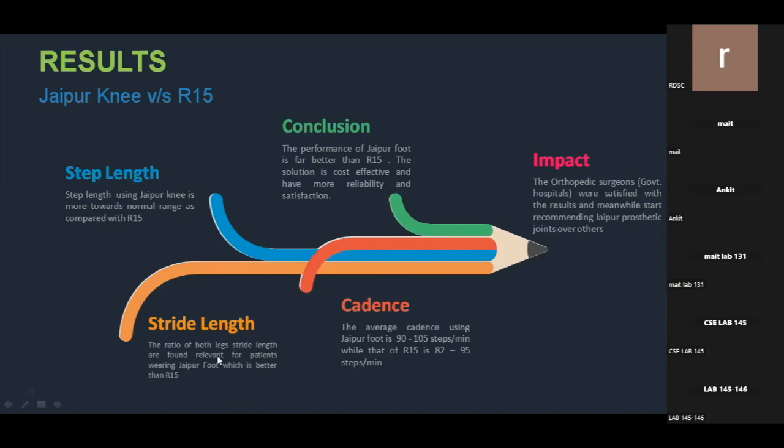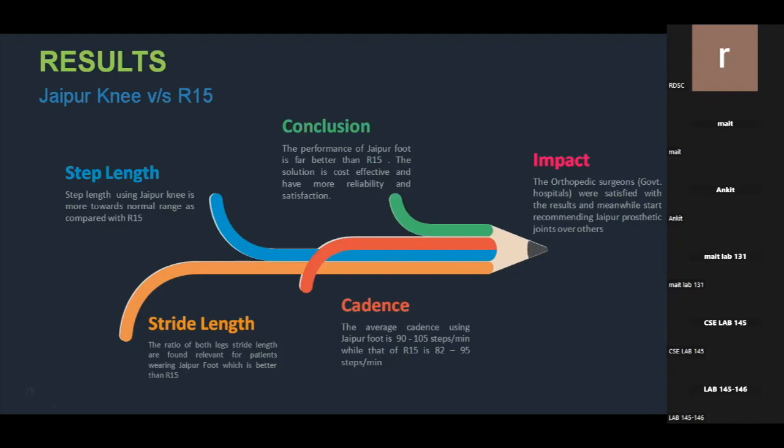Stride length: the ratio of both legs' stride length is found relevant for patients wearing the Jaipur foot, which is better than 3R15. Again, stride length is improved with the Jaipur knee, Jaipur foot. And last, the cadence. If you check, average cadence for the Jaipur foot is 90 to 105, and for 3R15 it is 80 to 95. So if you check the cadence, the Jaipur knee or Jaipur foot is really giving very good results, and it is a very low cost product developed by our India.